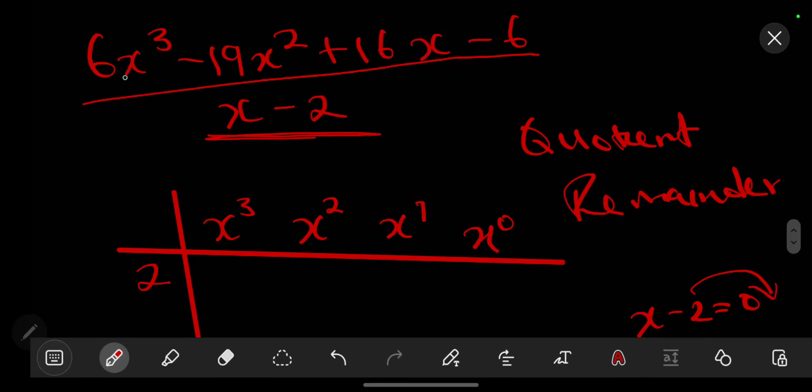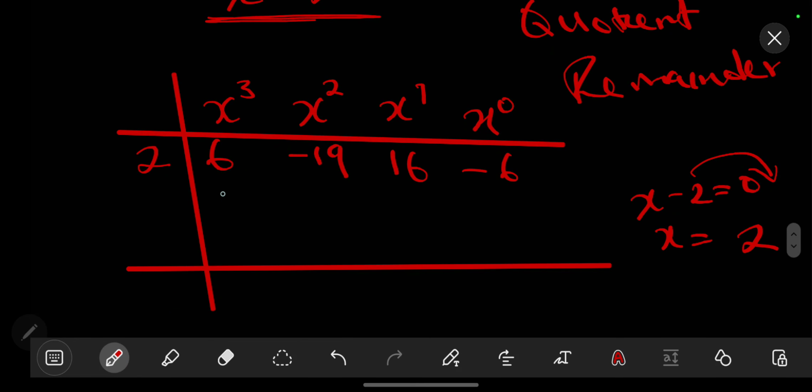Then from there, put the coefficients. So as you can see, the coefficient of x to the power 3 is 6. The coefficient of x to the power 2 is negative 19. The coefficient of x to the power 1 is 16. The coefficient of the number without x, that is x to the power 0, is negative 6, like that.